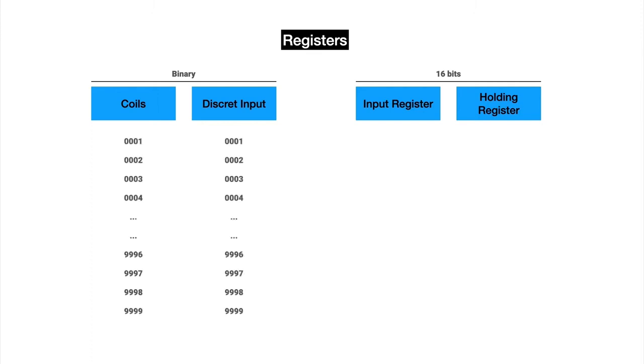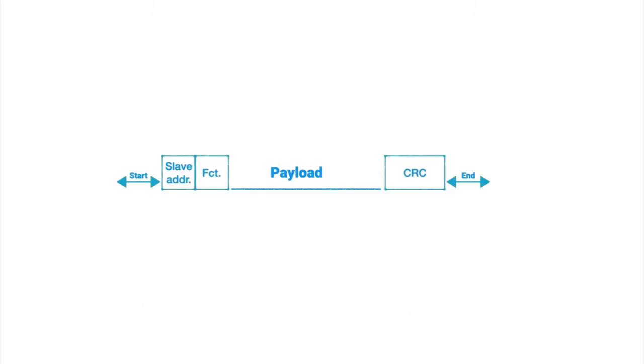Modbus is a request-response protocol. The primary sends a request to a device's address to read or write one of these registers. A Modbus frame is a sequence of characters starting with a byte containing the secondary's address, followed by a command or function code specific to each register category.